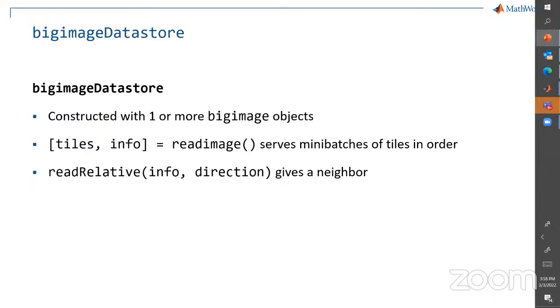Now, similar to the big image, similar to the image datastore, the capabilities of big image datastore are also accompanied by a lot of different functions that we have seen, like read image and all. So you can use a big image datastore in conjunction with image datastores right away.